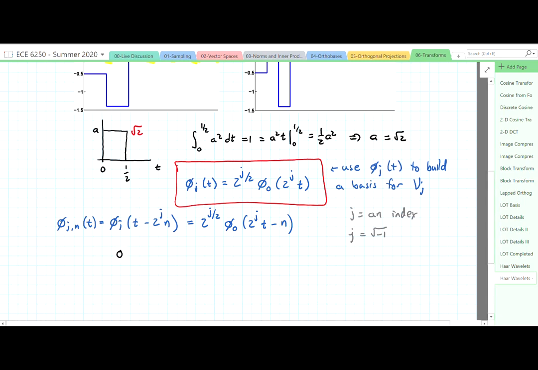Okay, so this Vj of n t forms an orthobasis for that.